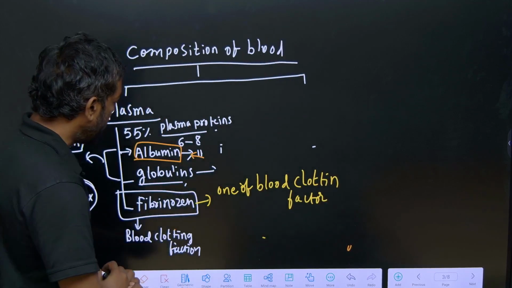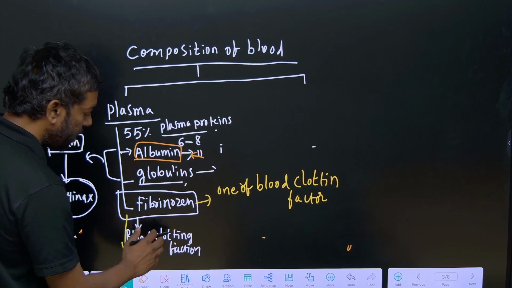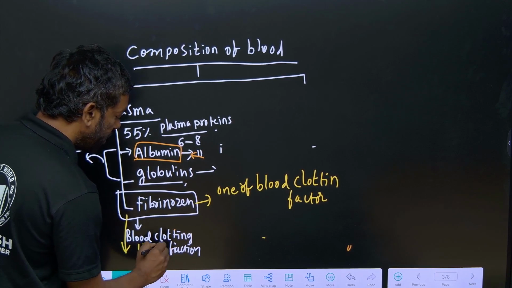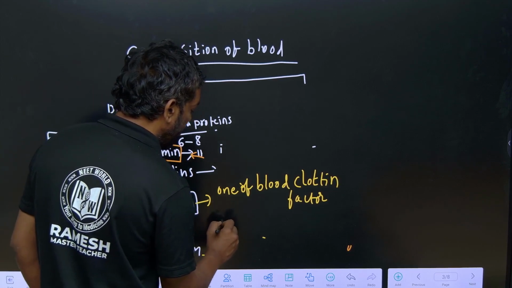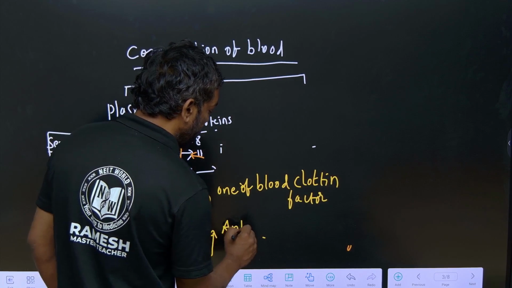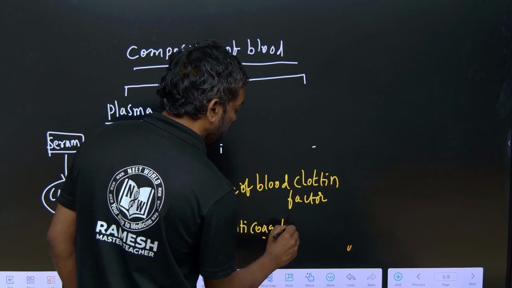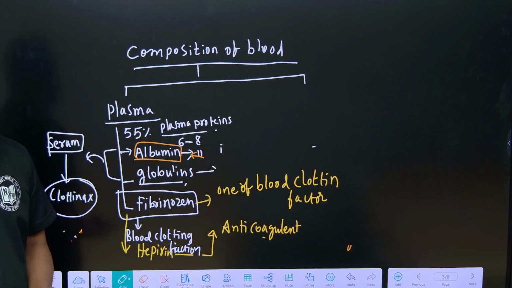Along with fibrinogen, there is another factor in the plasma, that is heparin. Heparin is the anticoagulant. This is about plasma, guys.